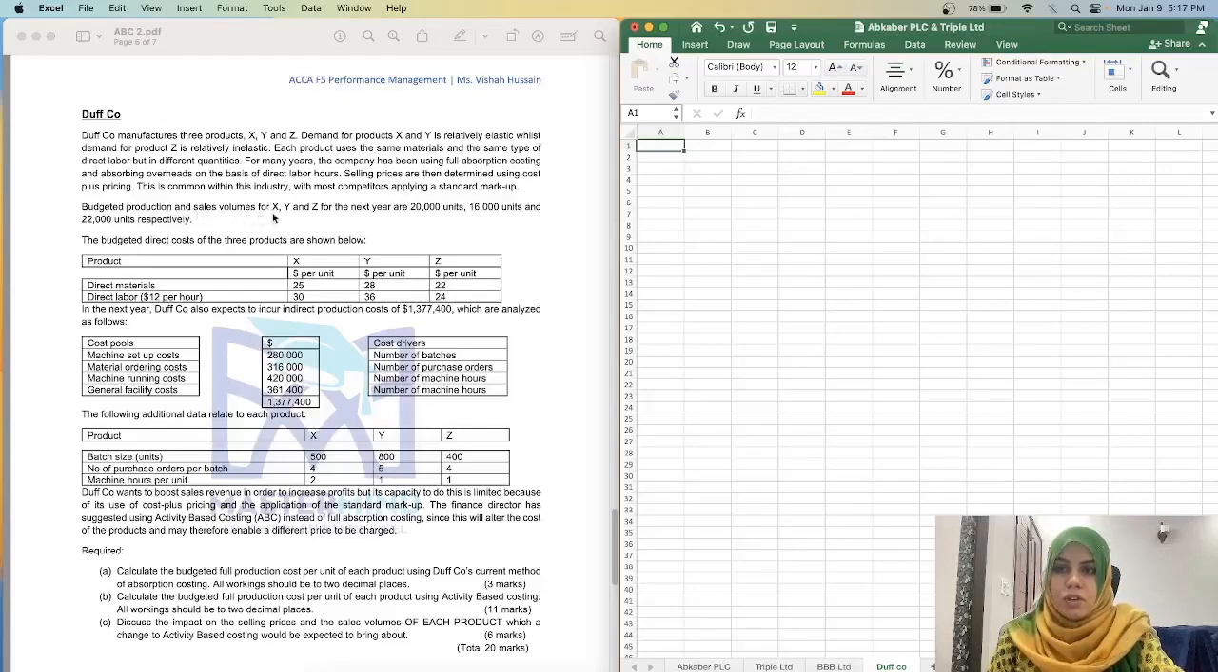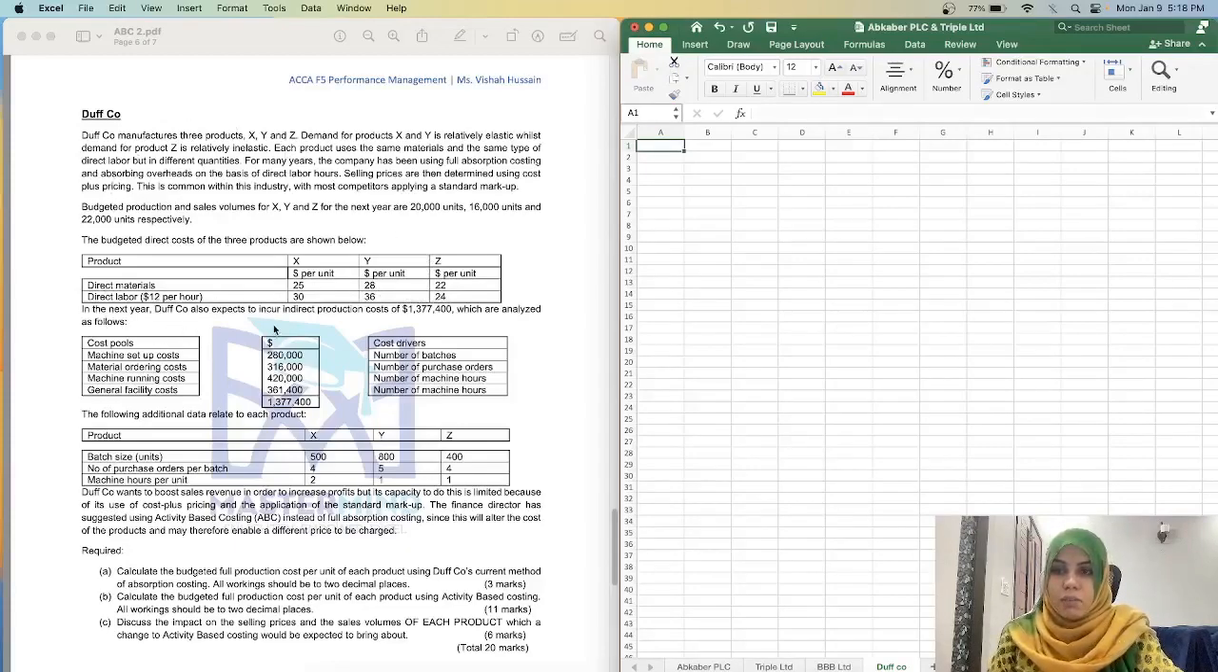Budgeted production and sales volume for X, Y, and Z for the next year are 20,000 units, 16,000 units, and 22,000 units, respectively. So, the budgeted direct costs of the three products are shown below. Direct material is 25 for X, 30 is your direct labor cost for X. But out of this, $12 is per hour. So 30 divided by 12 would give you the number of hours consumed on 1 unit of X. Then 28 and 36 for Y, 22 and 24 for Z.